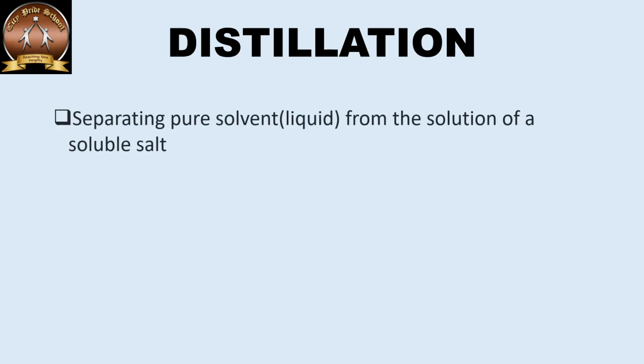So if we talk about distillation, distillation is required to separate out the solute from the solvent. That means if we are provided with a solution and we want to extract a soluble salt which is dissolved in that solvent, then you can use this distillation technique. Like if you want to extract sodium chloride from water, you can use this distillation technique very efficiently.